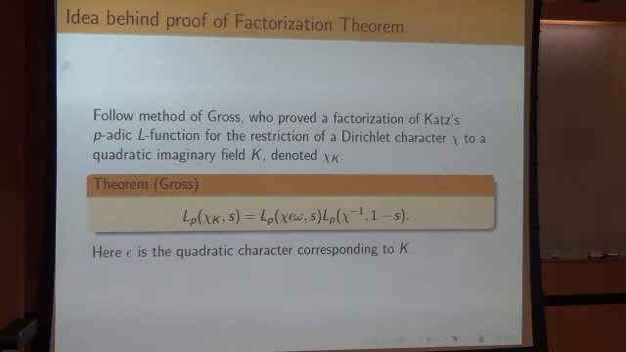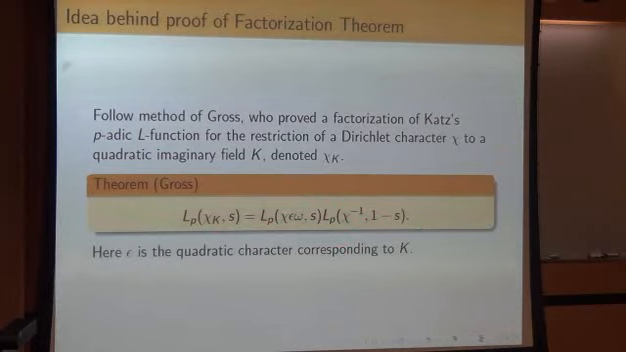Okay, so now, the rest of the time I'll talk about how to prove this factorization formula. The method that we follow in this work is a method of Gross, who proved a similar factorization of Katz's p-adic L function when you have a character of your quadratic imaginary field that is the restriction of a Dirichlet character. So an abelian character of Q, you restrict it to the quadratic imaginary field. In that case, the Katz p-adic L function factors as a product of two Kubota-Leopoldt p-adic L functions.